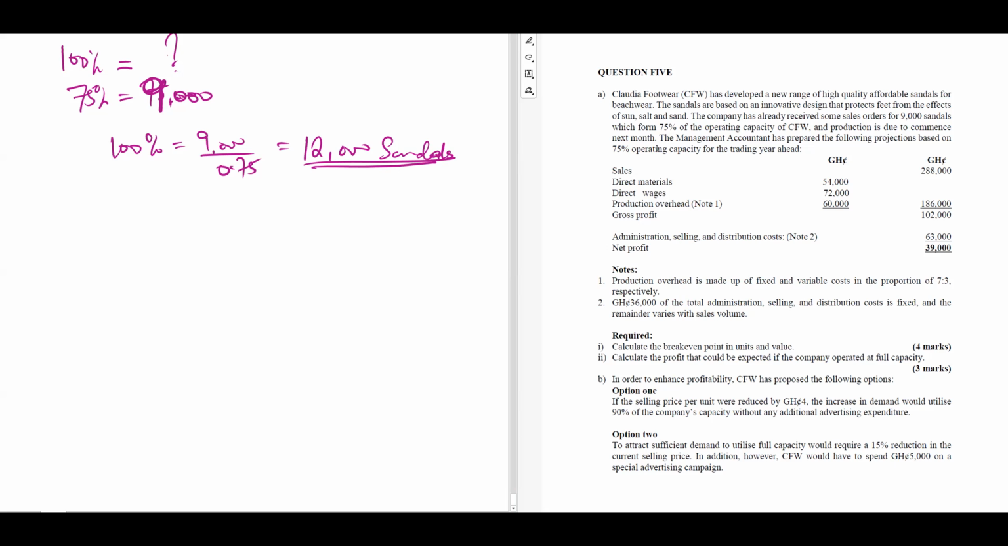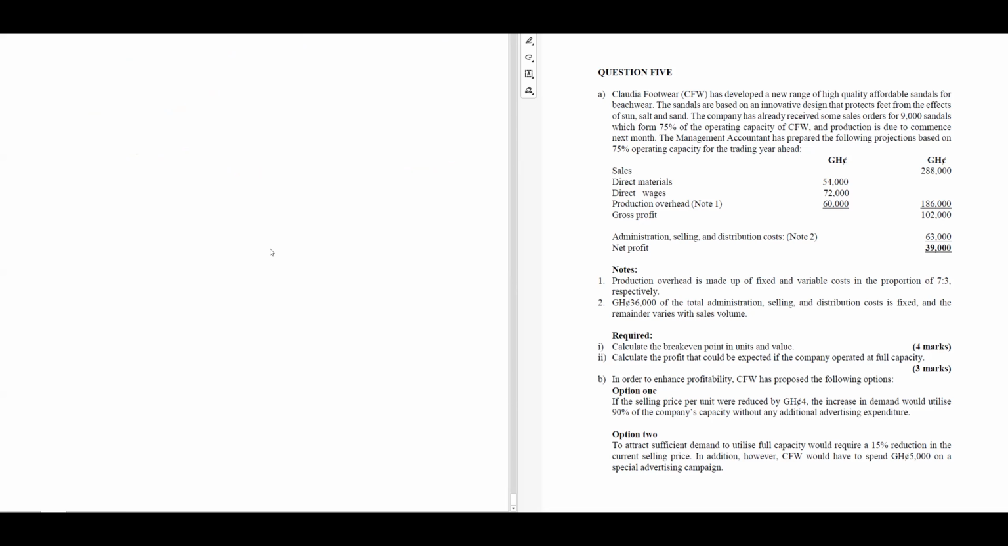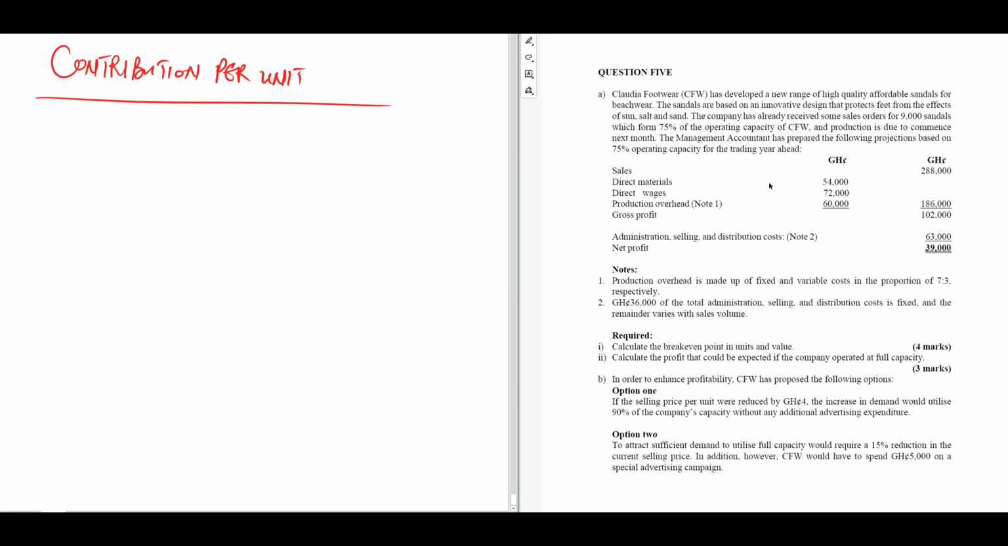But these projections are based on 75% capacity, right? So with what we have here, we can easily find what we need. I told you anytime you see CVP, what are we concerned about? Contribution per unit. That's all we are concerned about. So the first thing is, how do we get contribution per unit? What we have here is at 75% capacity, right? So I must divide to get everything that I need per unit. So what's our selling price per unit?